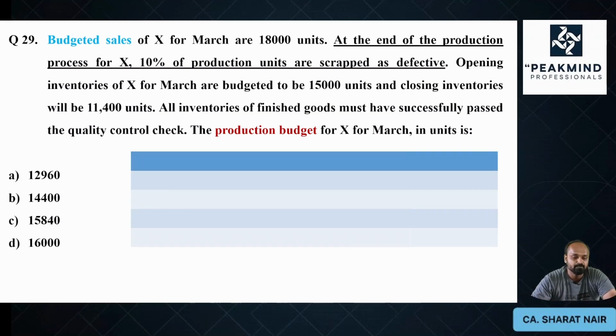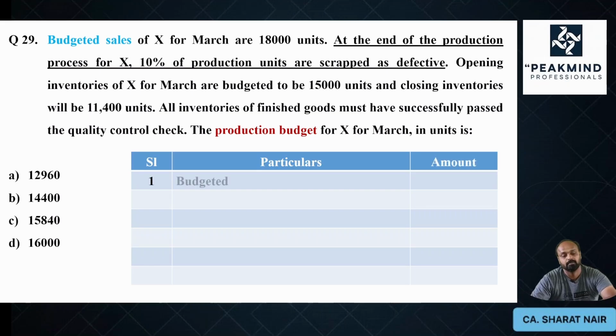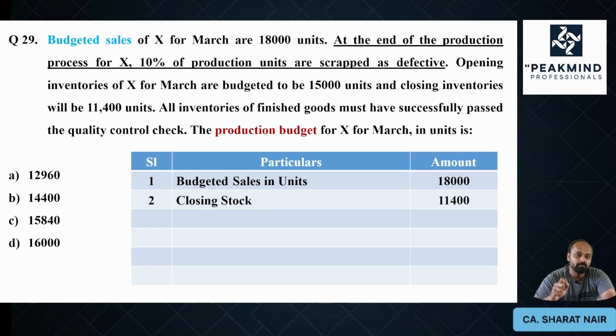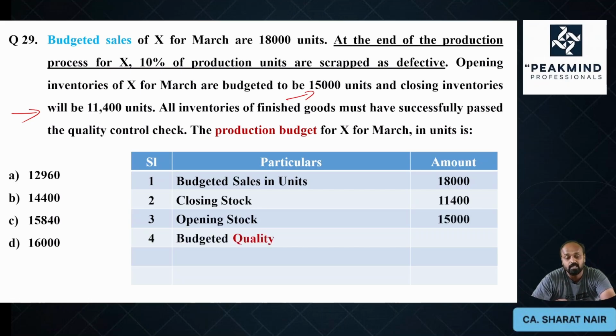Now see here, budgeted good quality product is how much? 18,000 units. Okay. Now, apart from that, mandatorily I have to manufacture the closing stock and keep it in my godown, which is 11,400. That also I need to produce. But fortunately, I have certain outputs in my godown which I don't need to manufacture, which is how much? 15,000. So, how much good finished product do I need to manufacture? It is 18,000 plus 11,400 minus 15,000, isn't it? So the total will come to 14,400.